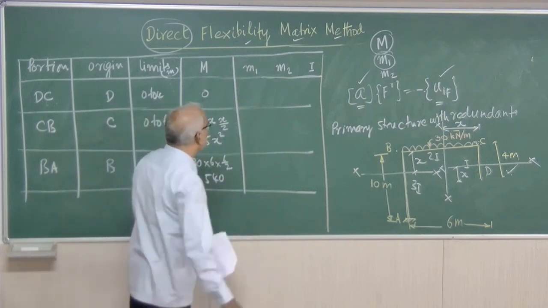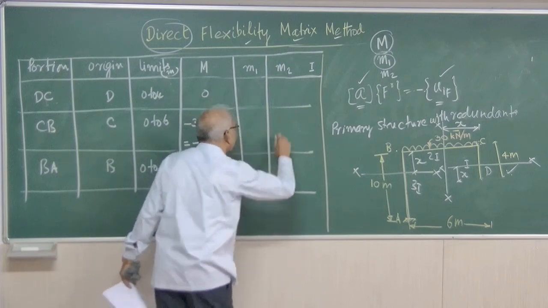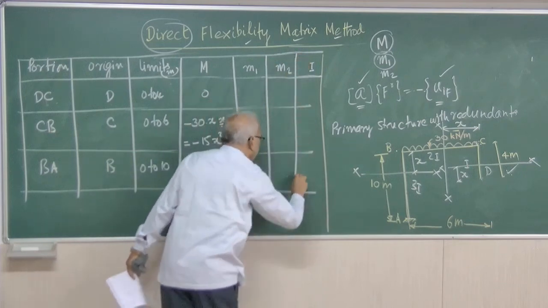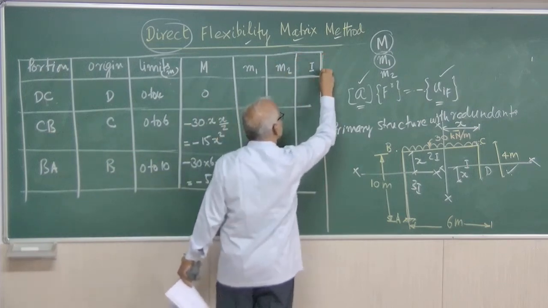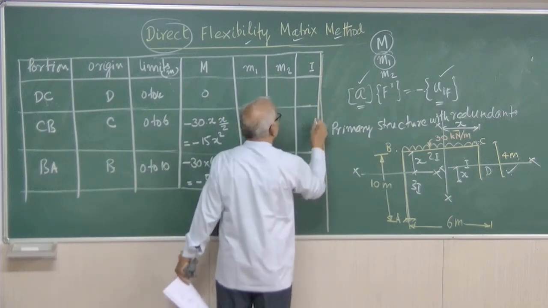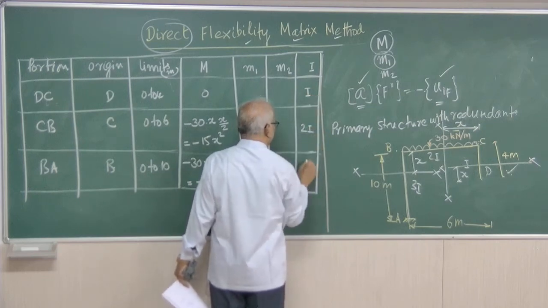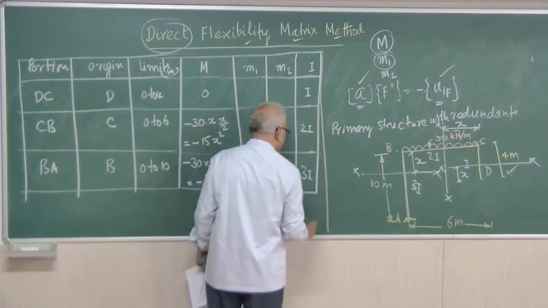Right. Next we have to write down the values of M1, M2 and I values. For this it is I, it is 2I, for this it is 3I, right.